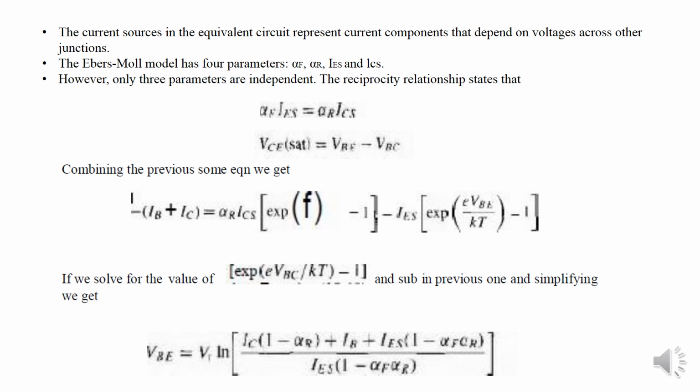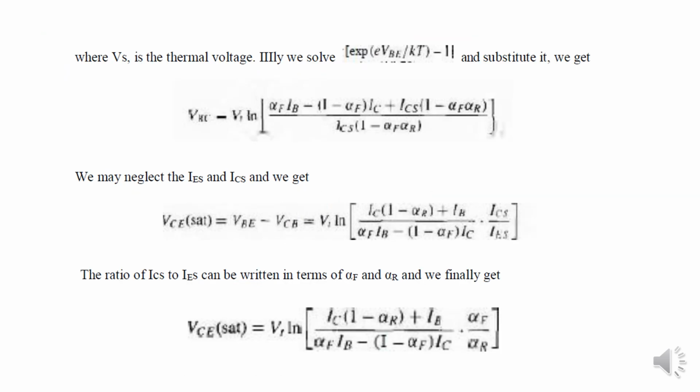While solving and substituting the previous values, we get VBE equal to VT times ln of this numerator divided by denominator, where V is the terminal voltage. Similarly, we can solve this exponential by substituting, and after simplification we get this equation. The ratio of ICS to IES can be written in terms of alpha F and alpha R, and finally we get VCE saturation by using the Ebers Moll formula. That's all. Thank you.